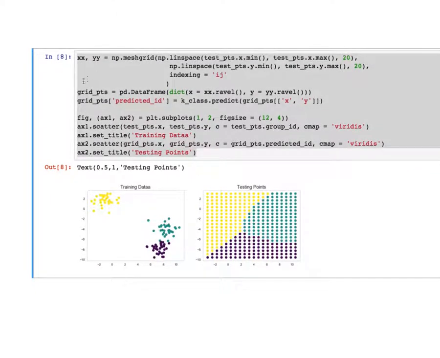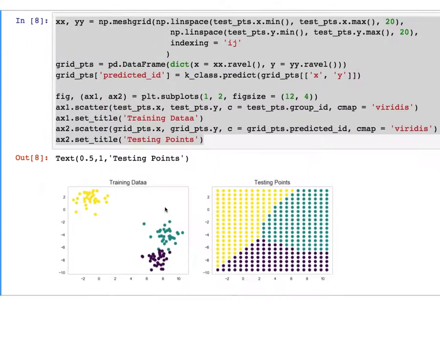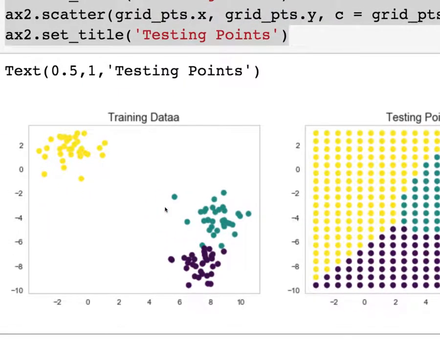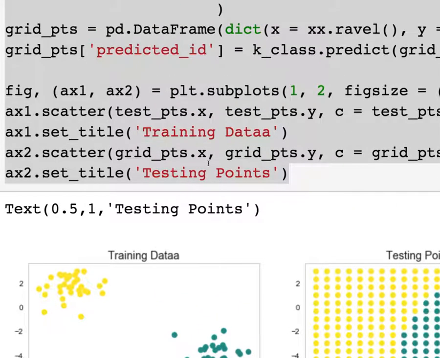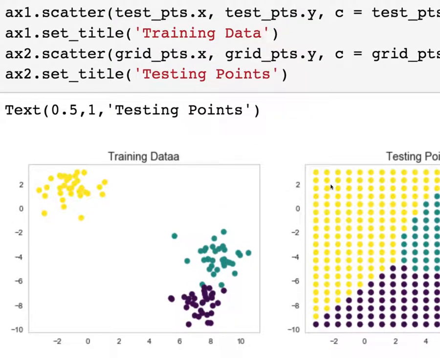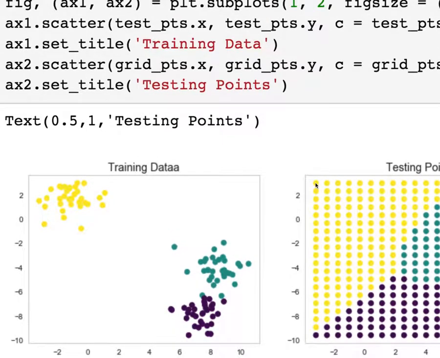And then we can train our model and apply it to a new set of data. So what we have here is the training data there. Apparently a typo as well. And we have a grid of testing points. Basically we generate, you can look at the code above if you're interested, points for every possible XY coordinate in this range. And so we end up with this grid, and we predict for each point which group it should belong in.